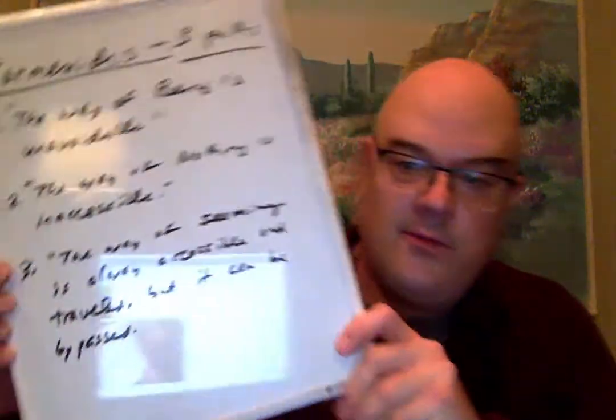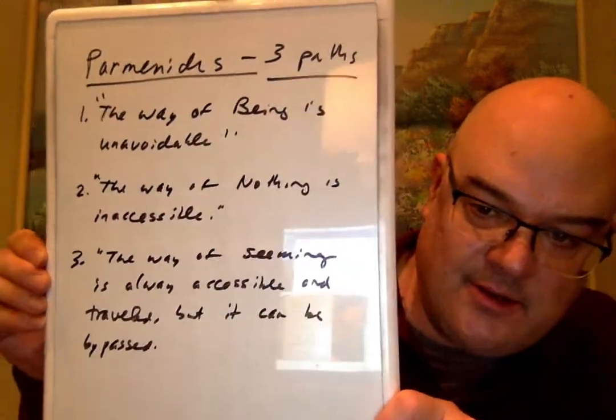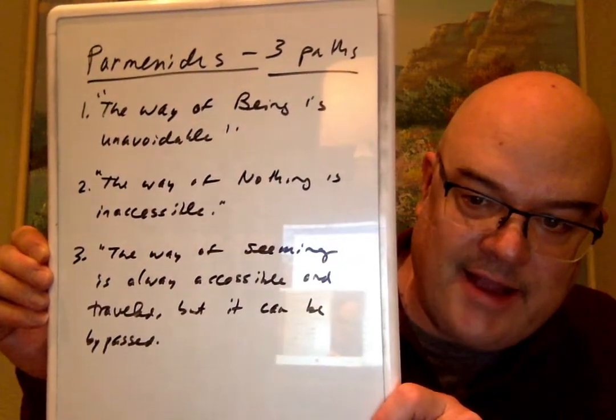The third statement of Parmenides is: the way of seeming is always accessible and traveled, but it can be bypassed.